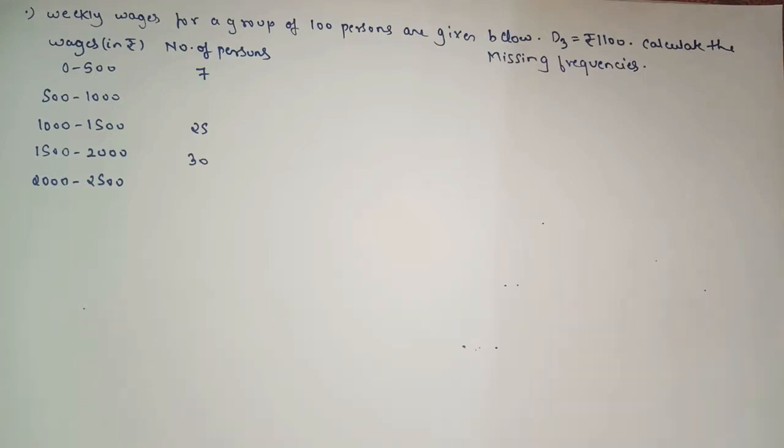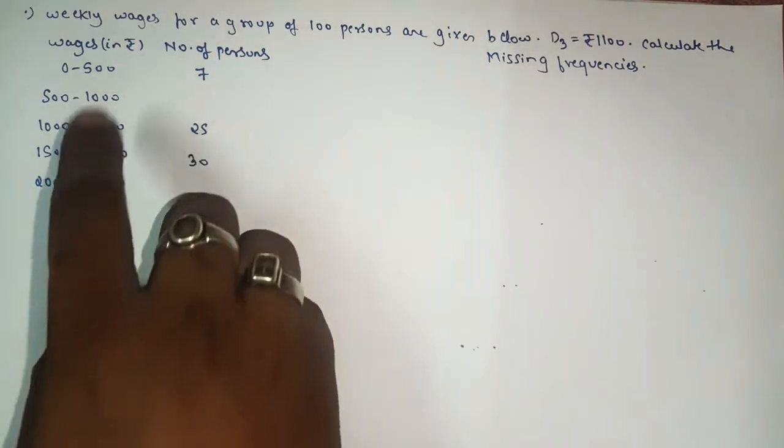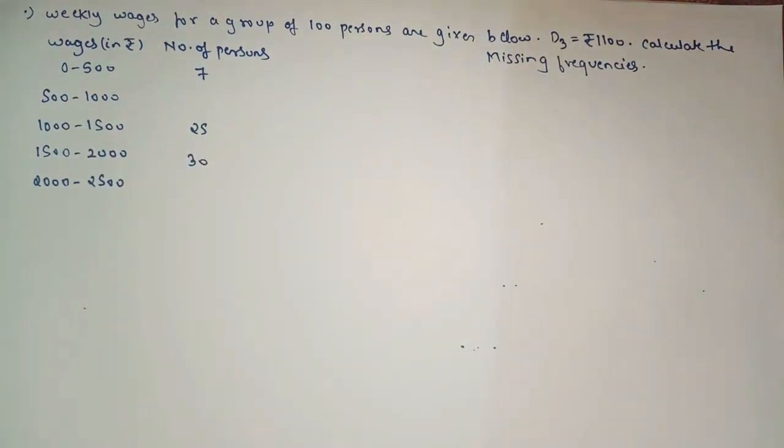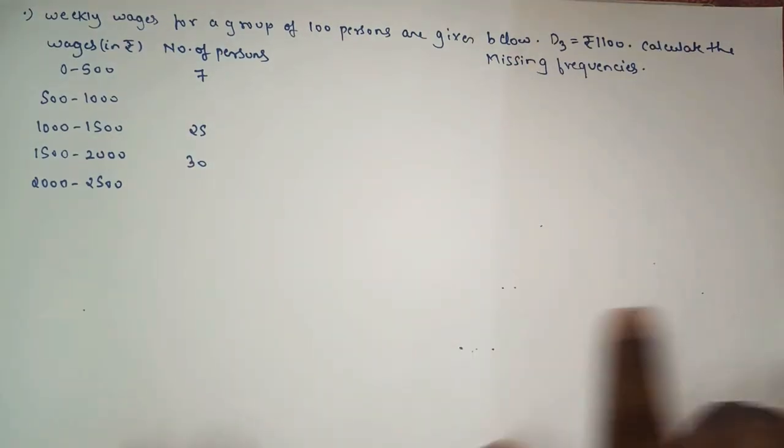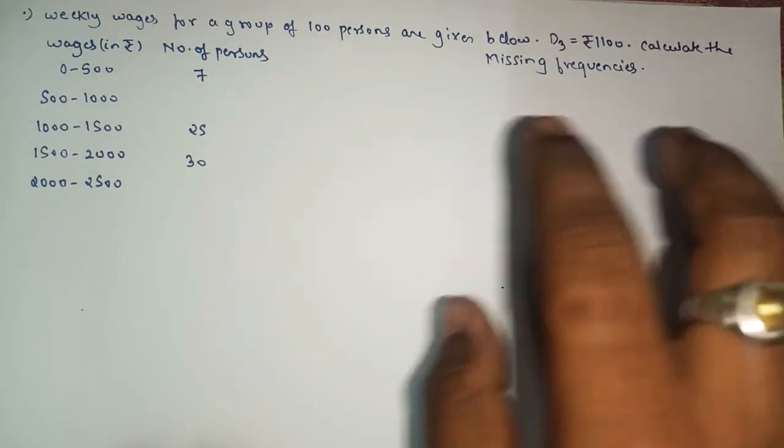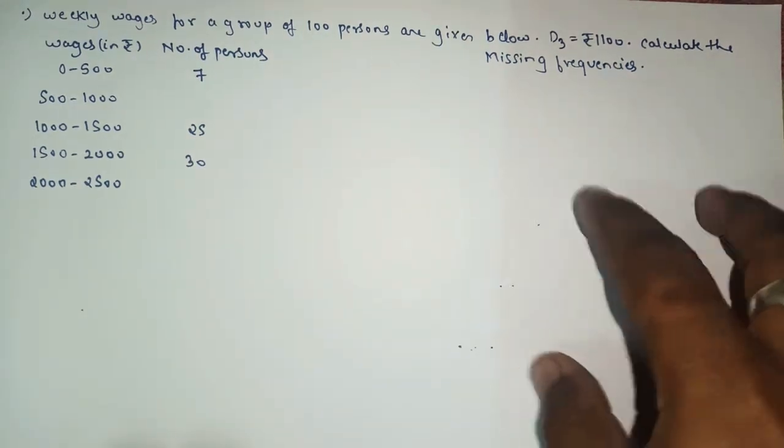Hello students, in the last lecture we saw the type number 3 sums based on the grouped class, and then we also saw type number 1 and type number 2. As I told you, the second exercise is based on deciles and percentiles, and your first exercise is based on quartiles.